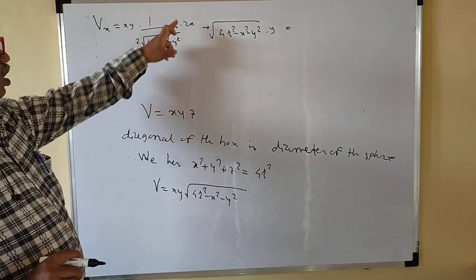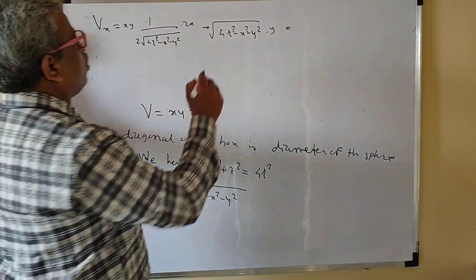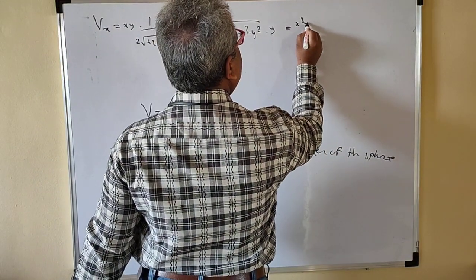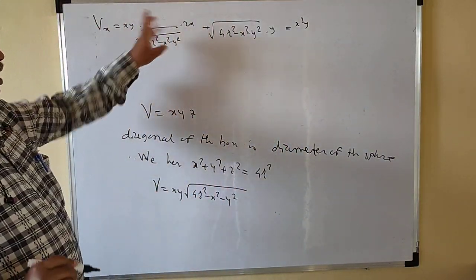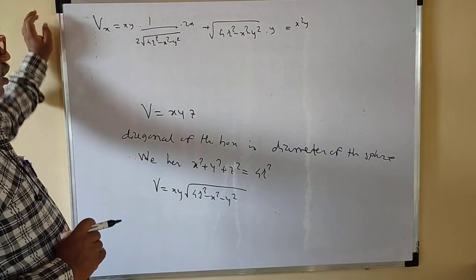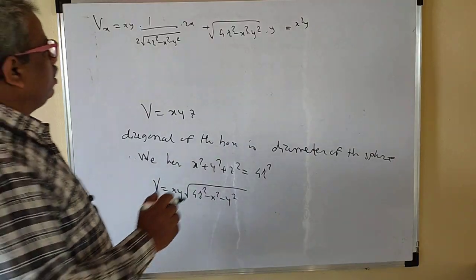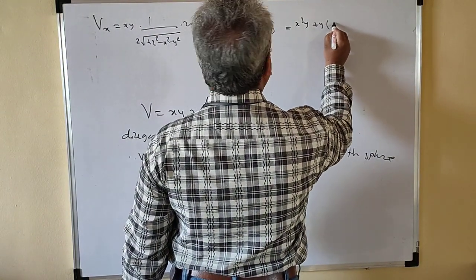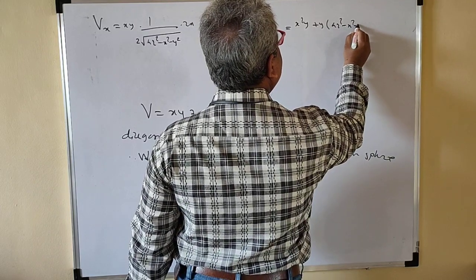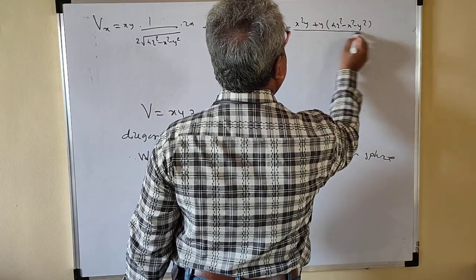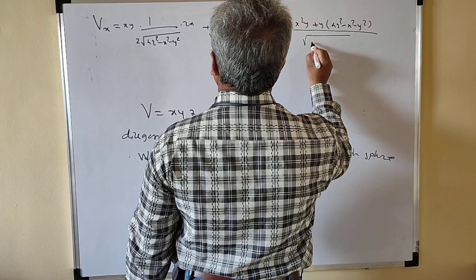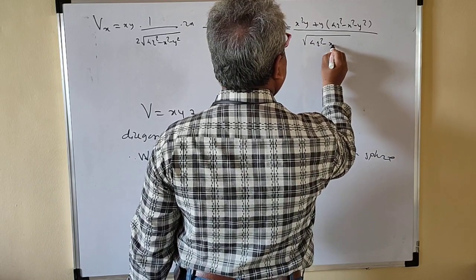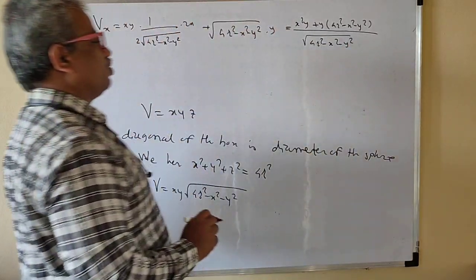So this is what, your 2 get cancelled. This is x square y. This is x square y. Okay, then we have to do the product of this one. This is what, then plus y into (4r square minus x square minus y square) upon root of 4r square minus x square minus y square.